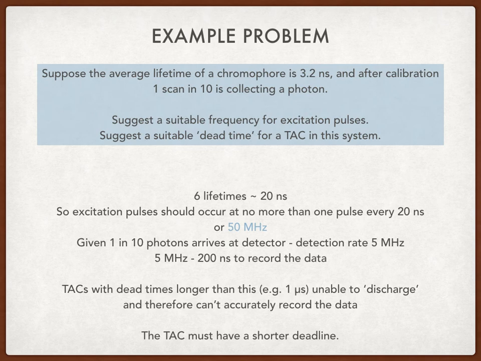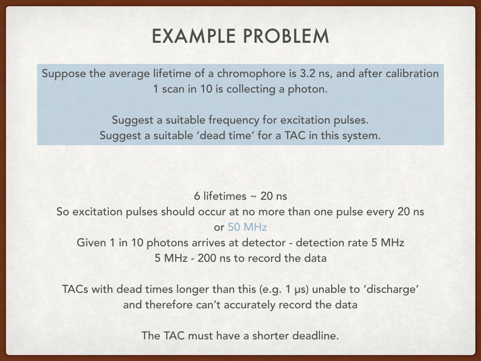So if I just look at this in terms of an example problem, let's say I've got a chromophore, it's got an average lifetime of 3.2 nanoseconds. And after calibration, I can see that I'm collecting 1 photon for every 10 scans. So what I'm saying is, suggest a suitable frequency for the excitation pulses and suggest a suitable dead time for the TAC system.